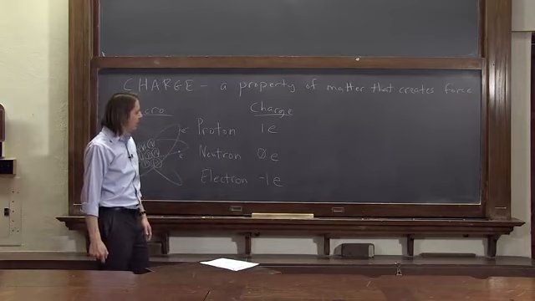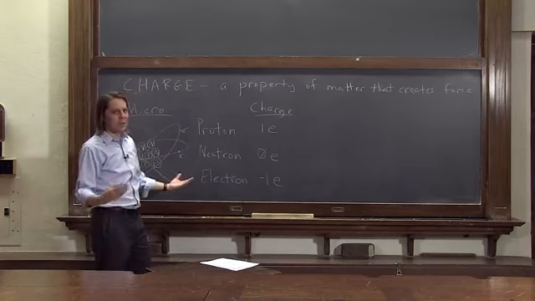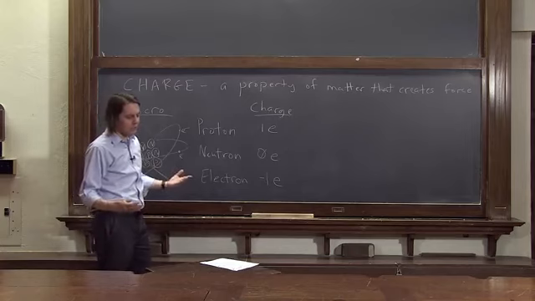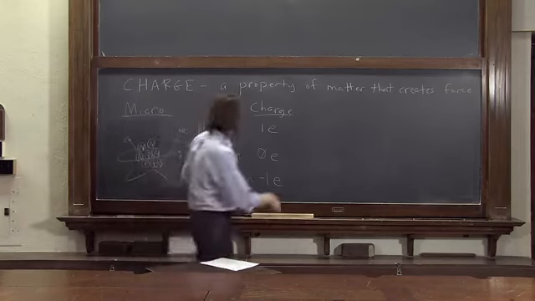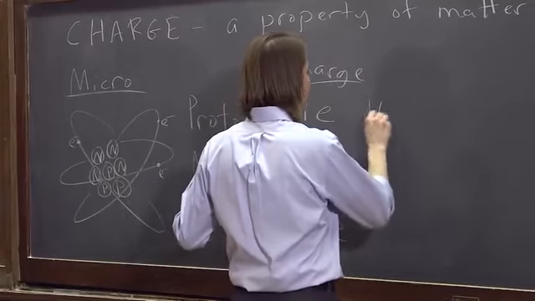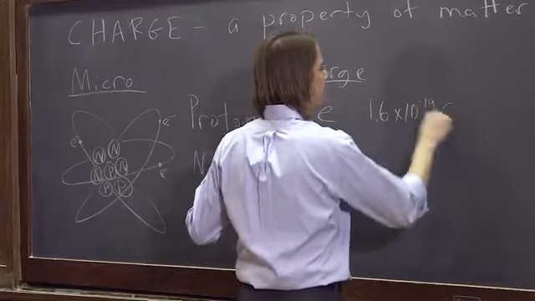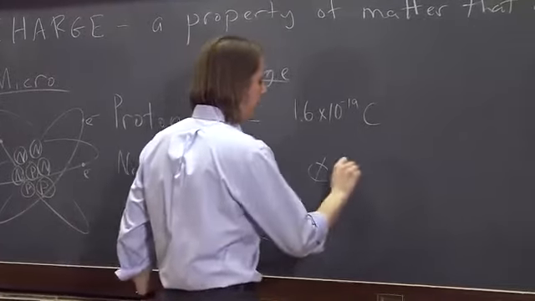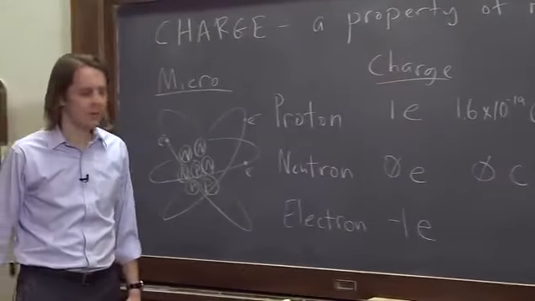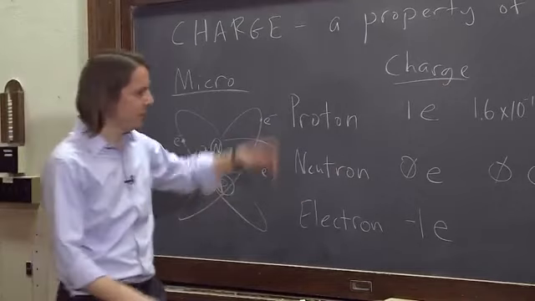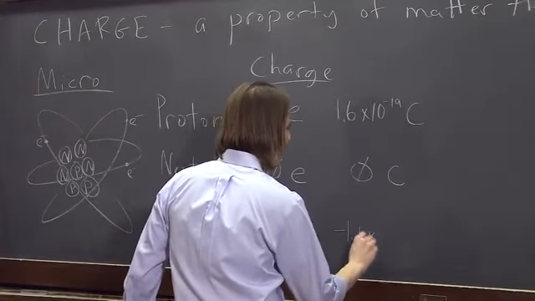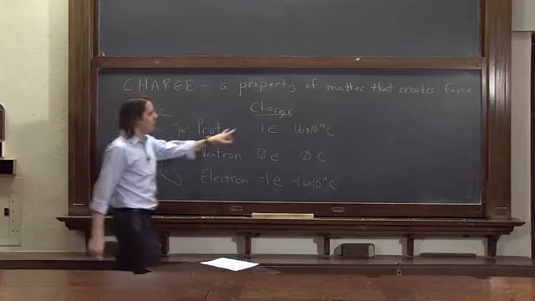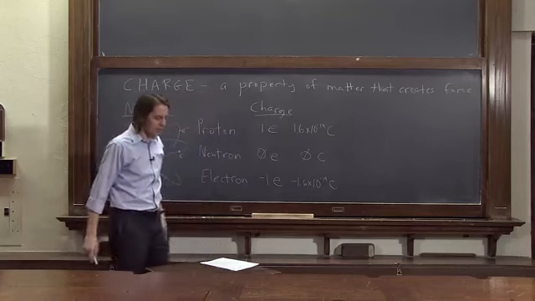We can think about the difference between the microscopic and the macroscopic scales by also giving you the charges in terms of the macroscopic unit of charge, which is the coulomb. So the charge of a proton in coulombs is 1.6 times 10 to the minus 19 C, for coulomb. The charge of the neutron is 0 C. Regardless of the unit, it is 0. And the charge of the electron is the same, it's just negative, minus 1.6 times 10 to the minus 19 coulombs. So a big jump between the microscopic and the macroscopic worlds.